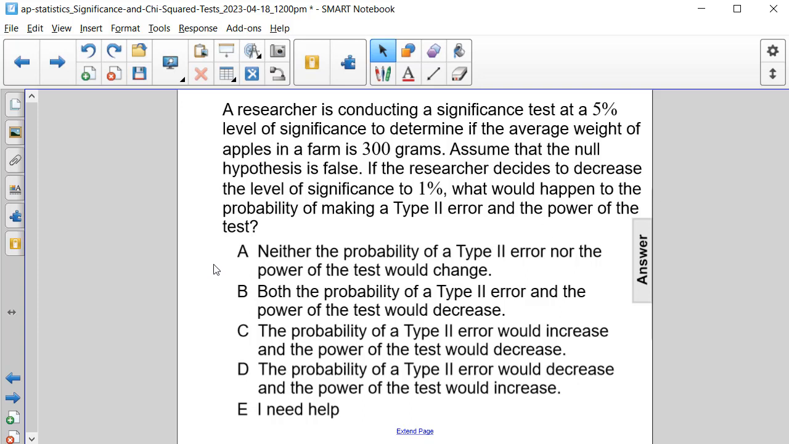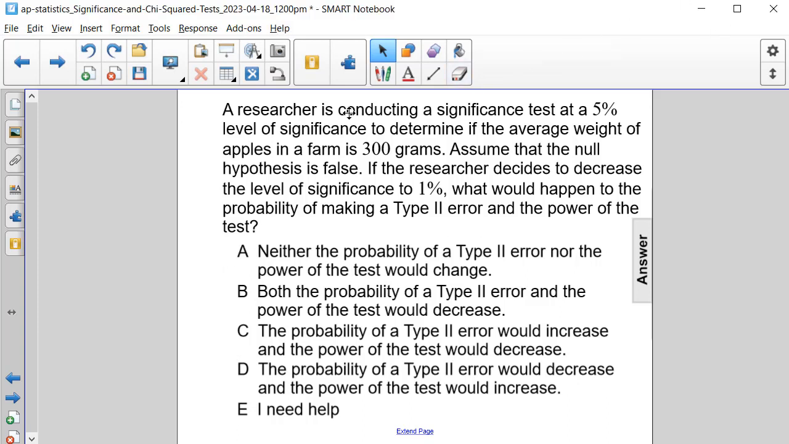Is it choice A, that neither the probability of a type 2 error nor the power of the test would change? Is it B, both the probability of a type 2 error and the power of the test would decrease? Is it C, that the probability of a type 2 error would increase and the power of the test would decrease? Or is it D, the probability of a type 2 error would decrease and the power of the test would increase?